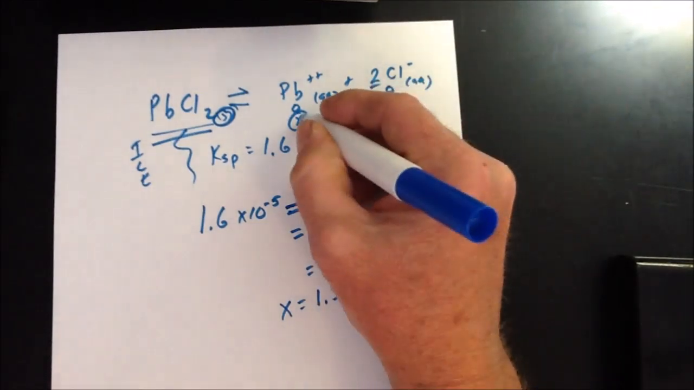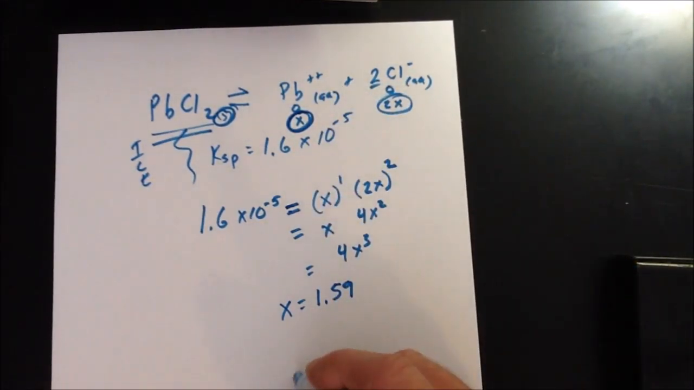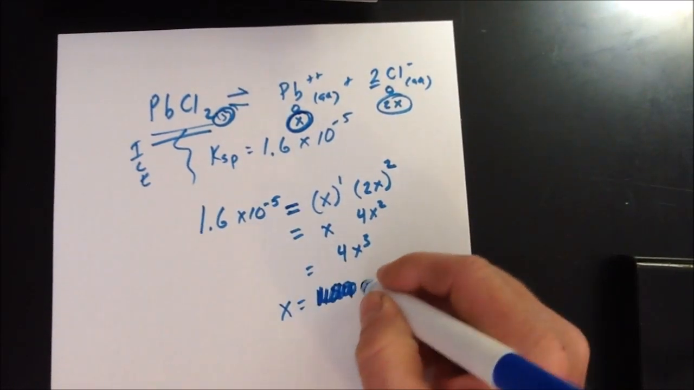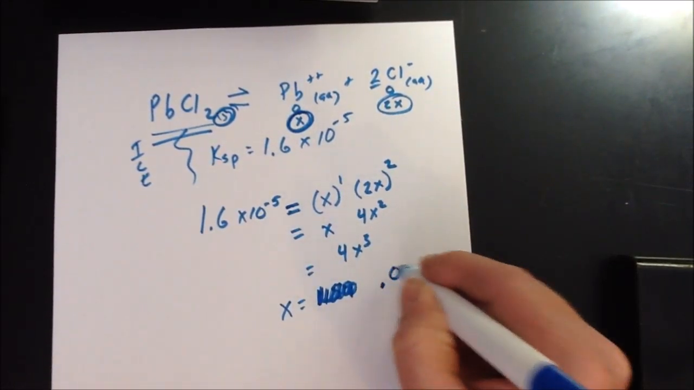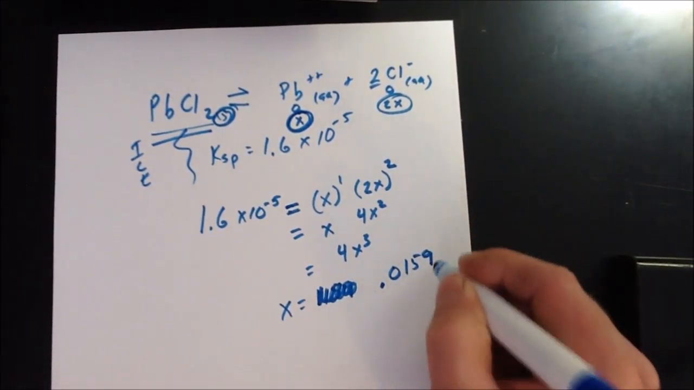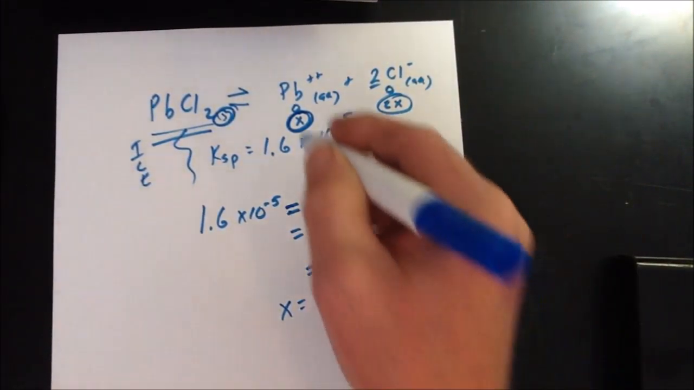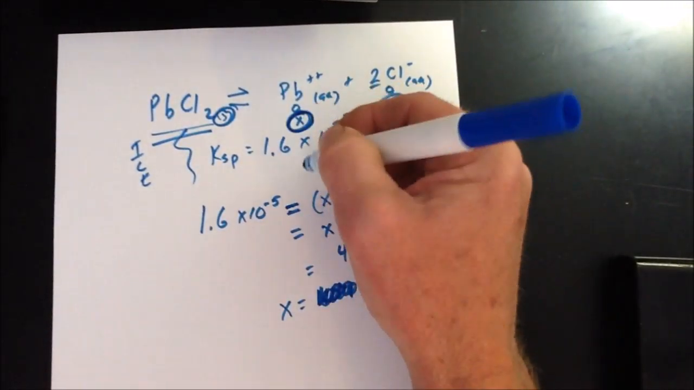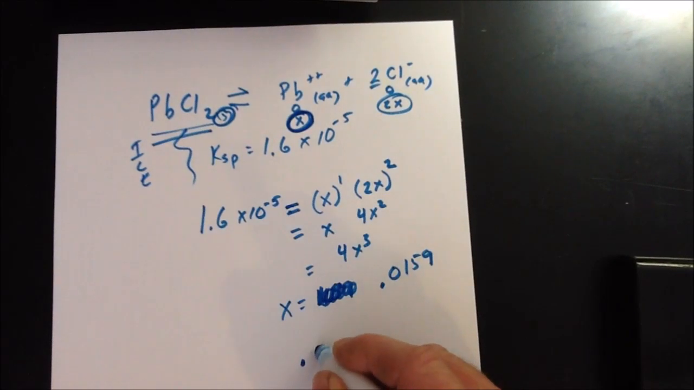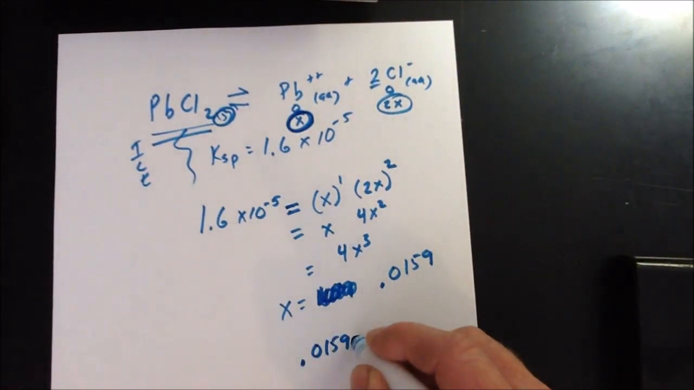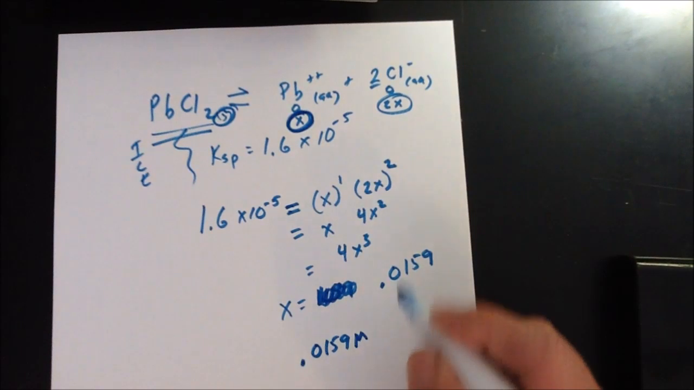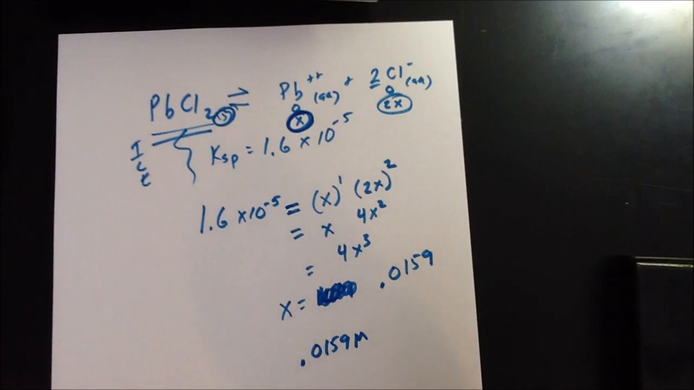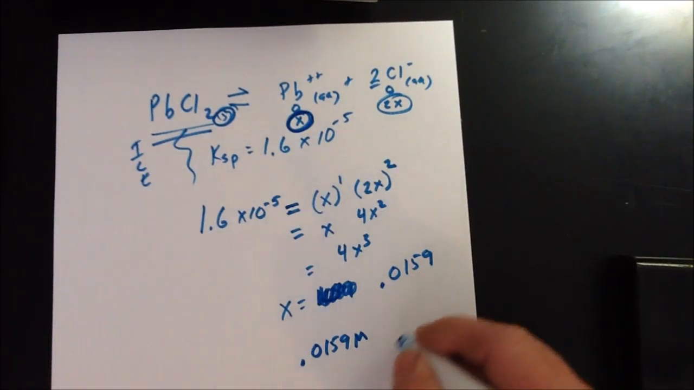Now, what exactly is x? Well, x is my concentration of lead ions in solution, and I said 1.59. Let's try that again. x is equal to 0.0159. What is x? x is the concentration of lead ion in solution. So lead ion's concentration is 0.0159 molar. The chloride ion concentration is double that. So my chloride ion concentration is 0.0318 molar.